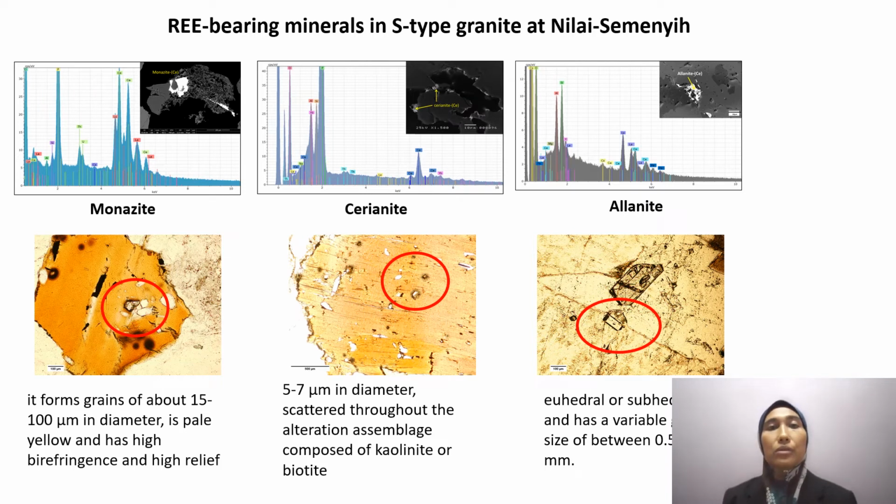And then we do the mineralogy analysis for the S-type granite in Nilai Semenyih, and we found that the three main REE-bearing minerals are monazite, cerianite, and also allanite minerals. The monazite is about 15 to 100 micrometers in diameter and it is pale yellow in color.